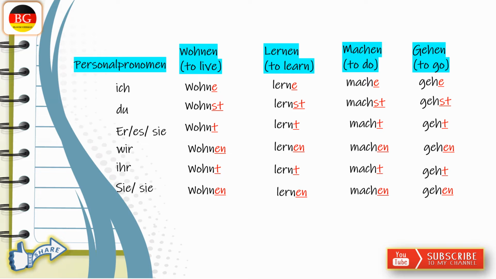So friends, two things you must note down here: the verb stem never gets changed, and the verb ending always gets changed according to the personal pronoun. And one more thing to note: for ich the ending is always e. For du the ending is always st. For er, es, sie the ending is always t. For wir the ending is always en. For ihr the ending is always t. For sie the ending is always en.